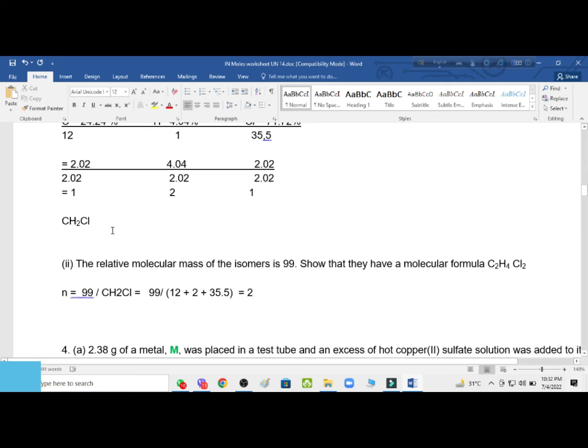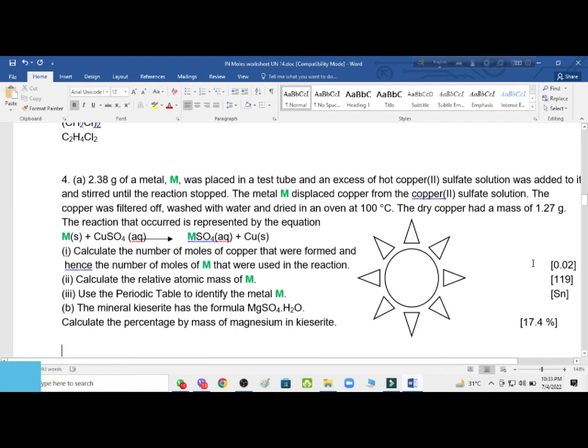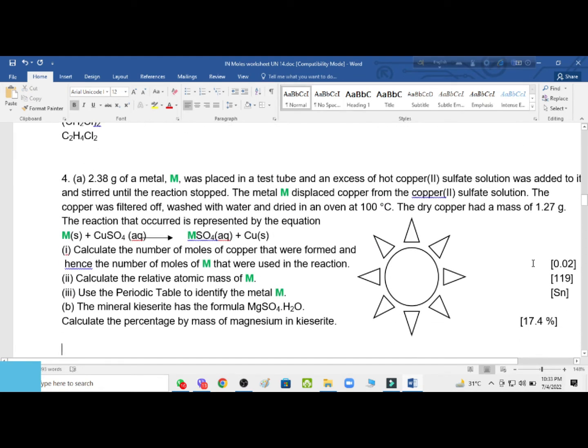Now the empirical formula we have already estimated. And this needs to be multiplied by the number we have calculated. What is that? 2, right? And what would you get there? This simple 2 here, and if this is multiplied, you get 4. And the last one you will get 2. So this is the molecular formula. So this is proved, the molecular formula. And next, question number 4 here.